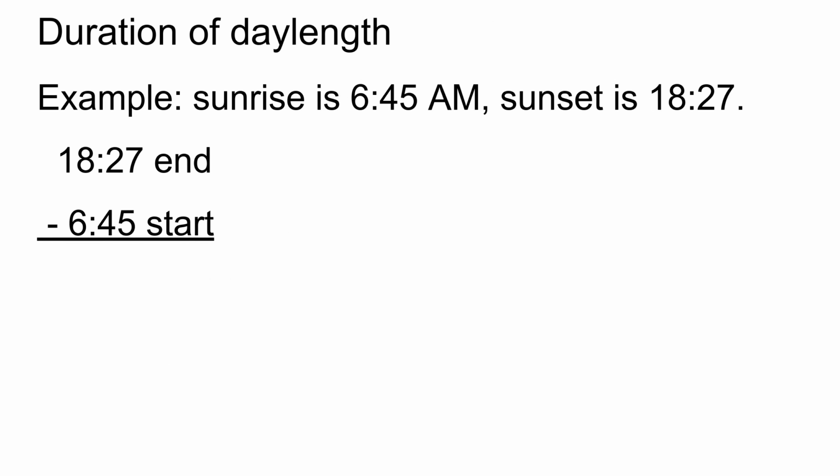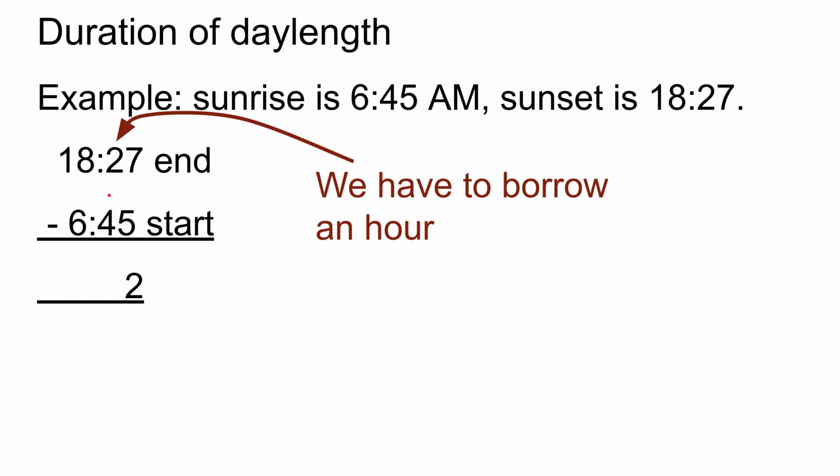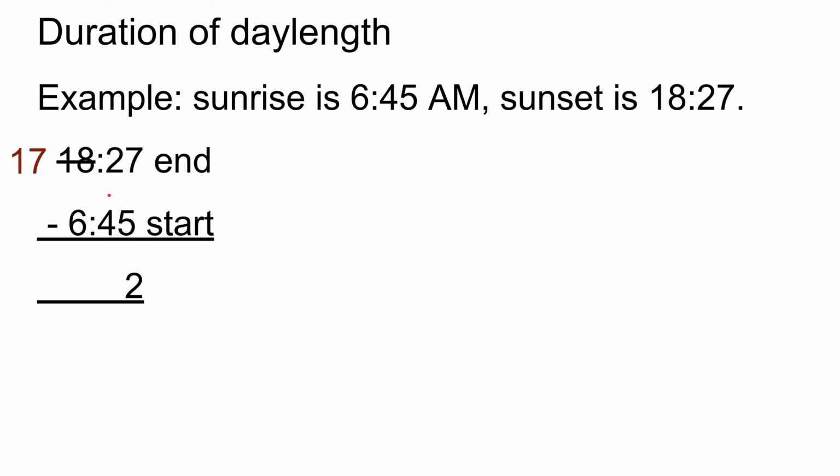So sunrise is 6:45, sunset is 18:27. So we can start with the minutes. 7 minus 5 is 2. That's good. But then now we've got 2 minus 4. So we have to borrow an hour. So the 18 hours becomes 17 hours.